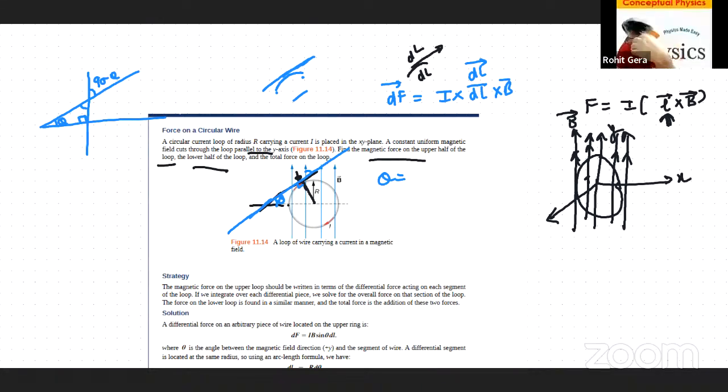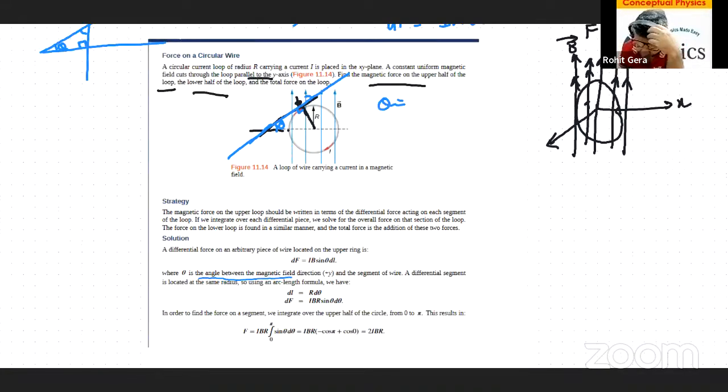Okay, now let's see the angle between. So force will be given by the. Where is the angle he has shown? Okay, so theta is the angle between the magnetic field and the segment of the wire.